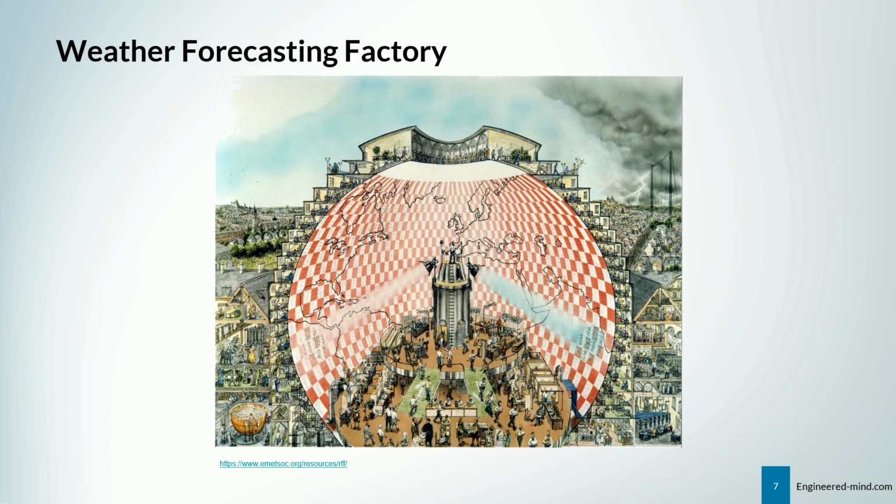Here is a picture of the weather forecasting factory by Richardson. This has been drawn by Stephen Conlin in 1986 and was taken from the European Meteorological Society. And if you have a closer look at specific areas, you can really see the boys doing arithmetic and some other very interesting scenarios.